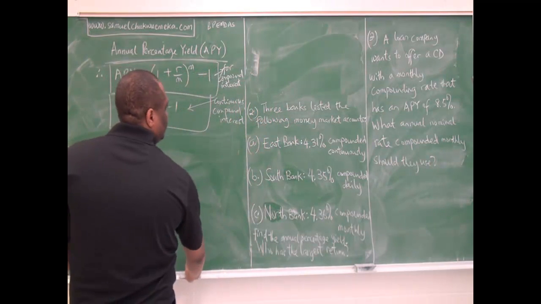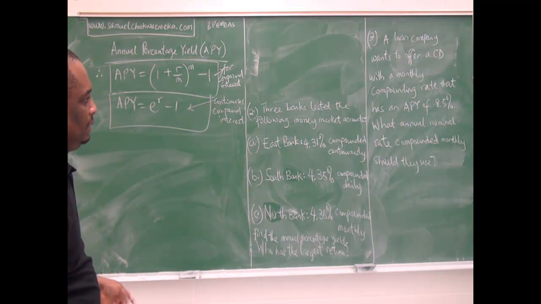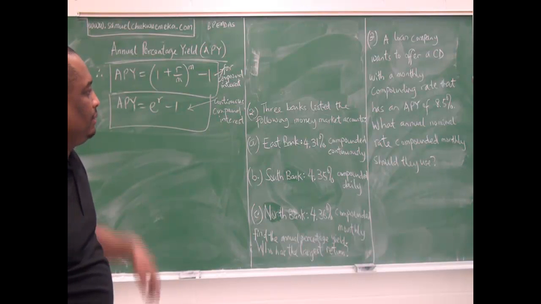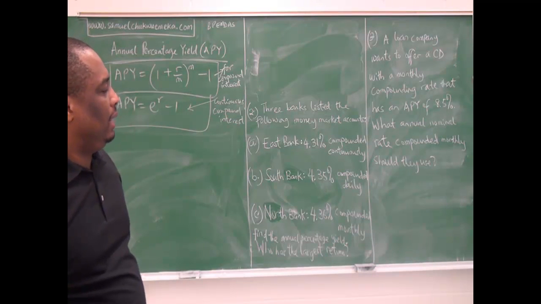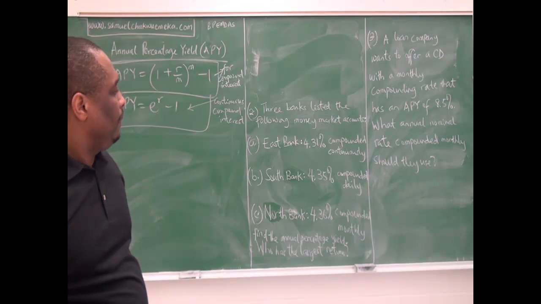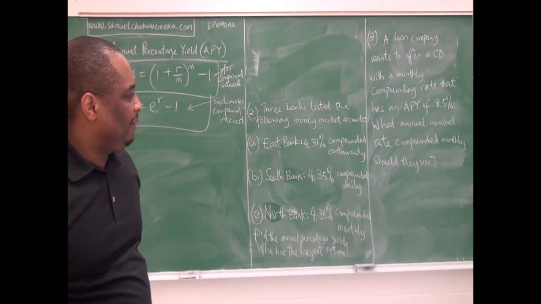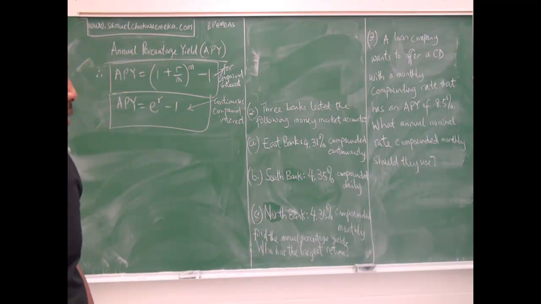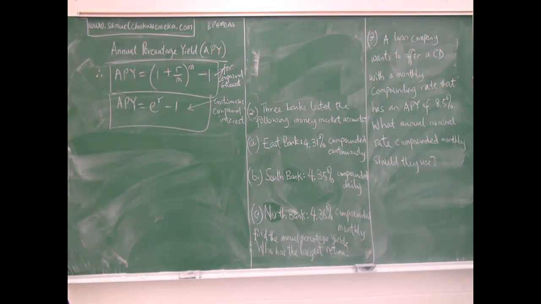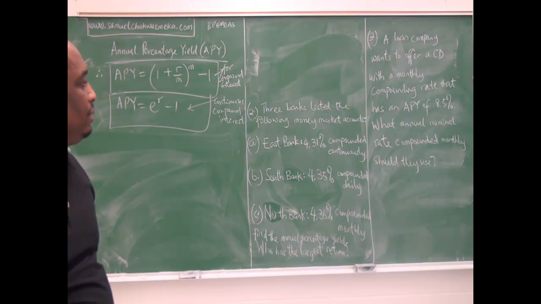Number 2, 3 banks listed the following money market accounts. East Bank is 4.31% compounded continuously. South Bank is 4.35% compounded daily. North Bank is 4.36% compounded monthly. So find the annual percentage yield, and then who has the largest return? Which of the banks has the largest return?